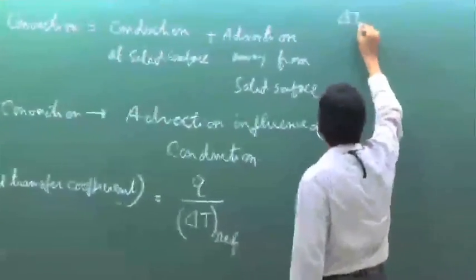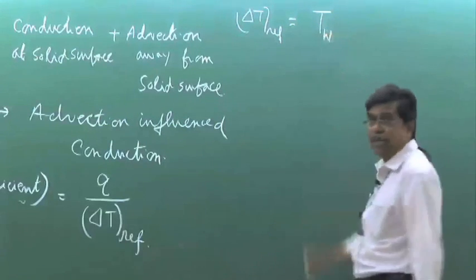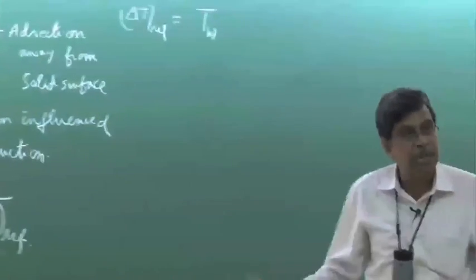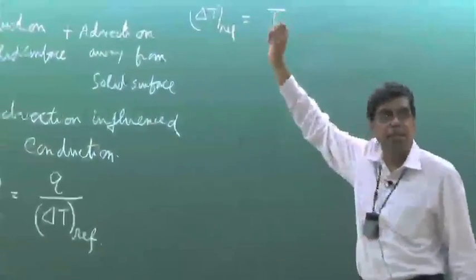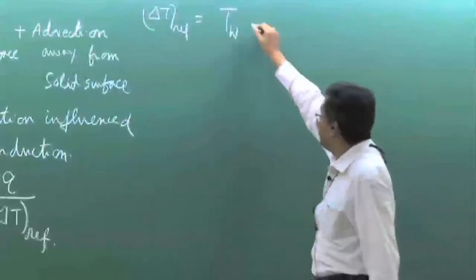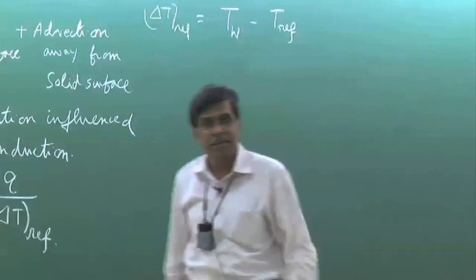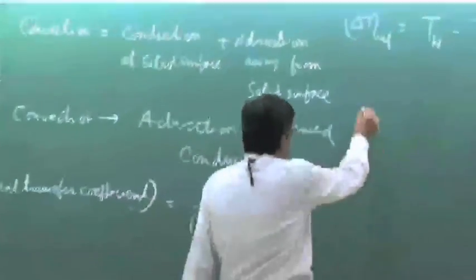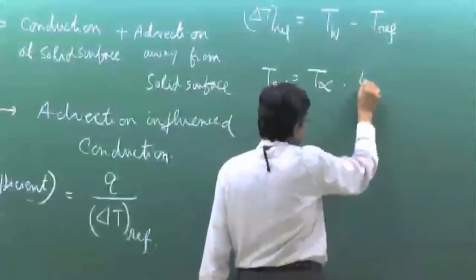And this delta T reference is actually the solid surface temperature, which is represented as T_W, wall, minus a reference temperature, T reference. Wall means solid surface, which may or may not be constant. For our understanding, we make it constant; in most cases we deal with a constant solid surface temperature. And this reference temperature is the free stream temperature in case of external flow.